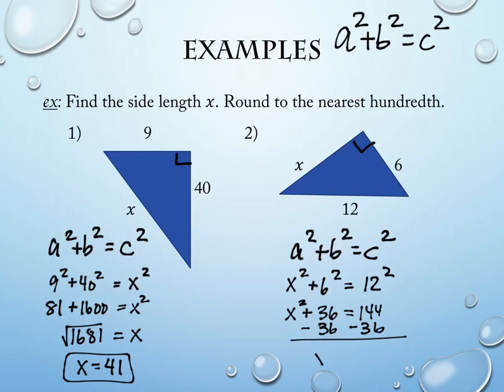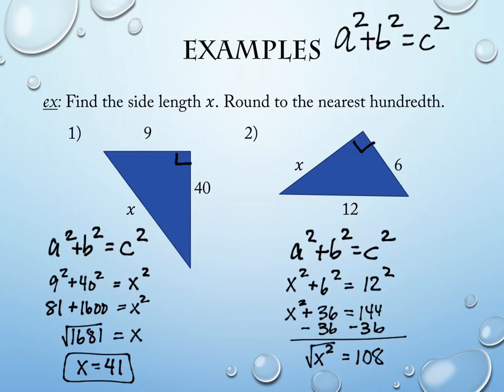What is 144 minus 36? 108. Okay, so far so good? Wonderful. That's what x squared is. How do I find x?